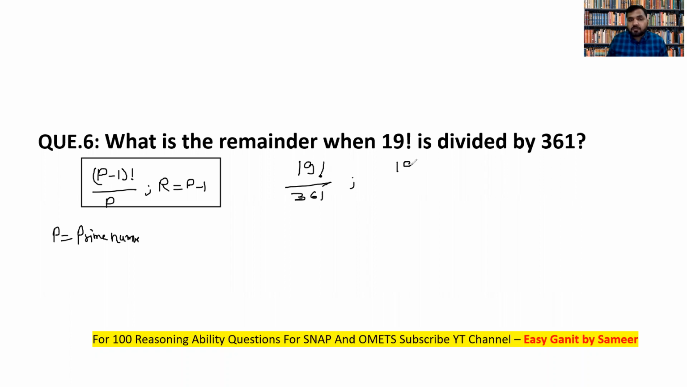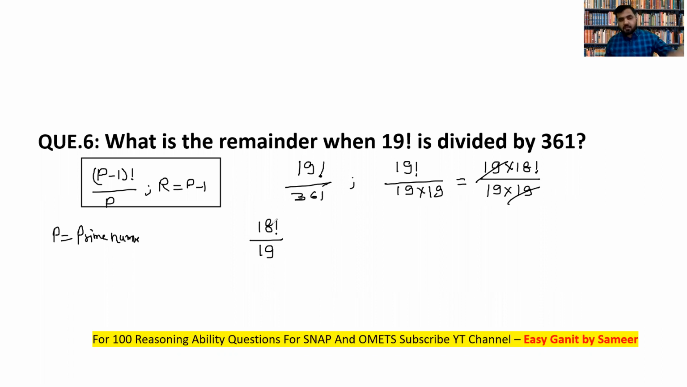19 factorial. Can I write down 361 as 19 multiplied by 19? Now, 19 factorial is 19 multiplied by 18 factorial divided by 19 multiplied by 19. Now, this gets canceled. Now, 18 factorial when divided by 19. Now, my question is, what is the remainder when 18 factorial is divided by 19? But you keep this in mind that your cancellation factor is 19 here, right? Now, can I apply the Wilson remainder theorem here? Yes. You see that P is my prime number. P is 19 and P minus 1, that is 18 factorial when divided by 19, the remainder, as per the Wilson remainder theorem here in this case, would be equal to 18.